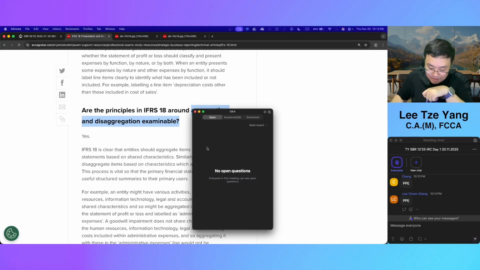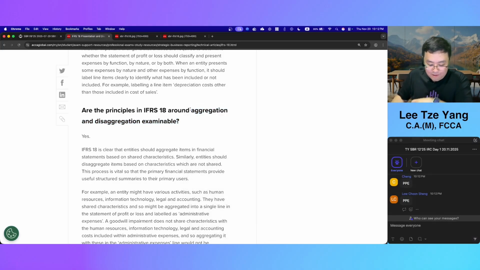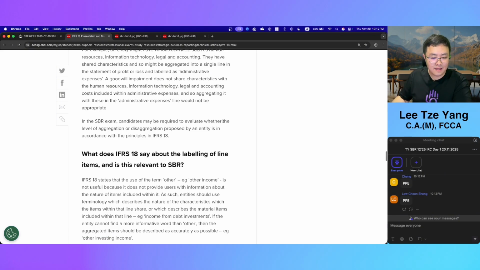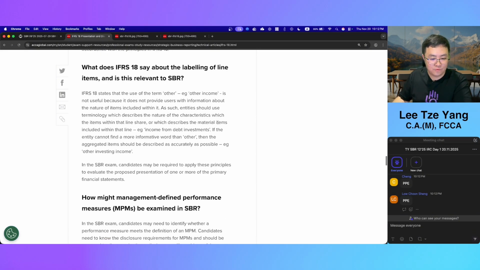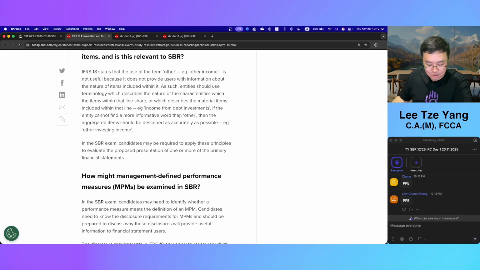Okay, so now everyone, this aggregation, you read through, very simple. It's just that similar items you can aggregate. Not similar ones, you must disaggregate. And then you also have to know about the labeling. Try not to use "other". You need to be more specific, like "other investing income".